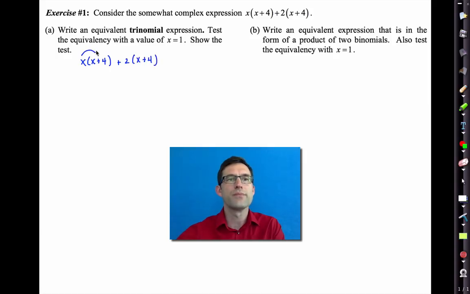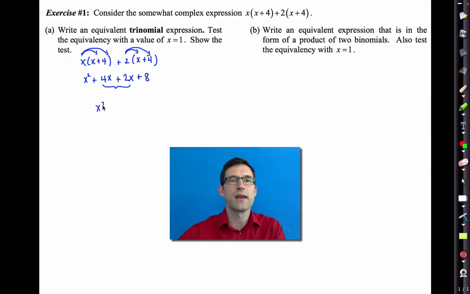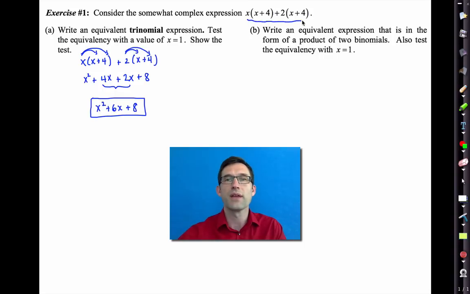is we could distribute. I'm going to take that x and multiply it through here, and I'll get x times x, which is x squared, and then x times 4, which is 4x. Here, I could distribute this 2. So I'll get 2 times x, which is 2x, and 2 times 4, which is 8. Then I can combine these two terms, and I get x squared plus 6x plus 8. So I've distributed twice, so maybe it's double distribution, and I've gotten this particular expression. Now in theory, this trinomial, 1, 2, 3 terms, is equivalent to this more complicated expression.